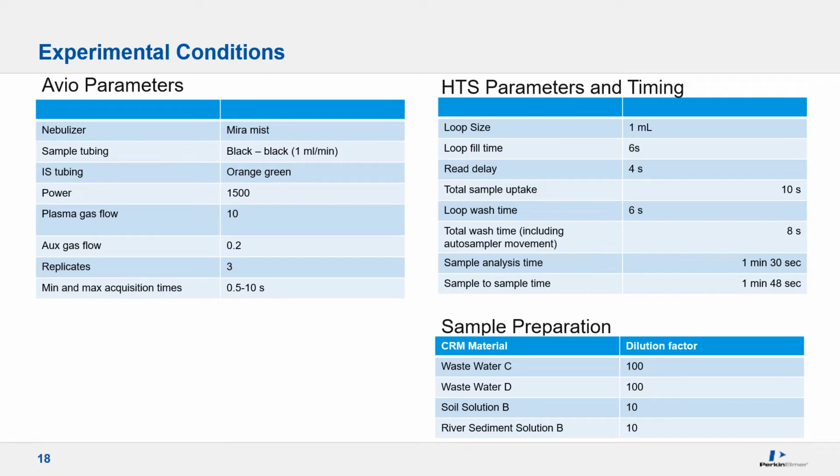The sample dilution factors for the CRM materials can be seen in the table at the bottom right. All samples were diluted with ultra-high purity water and acidified to 2% nitric acid. All the standards, the carrier solution and the internal standard solution were all acidified to 2% nitric acid as well.